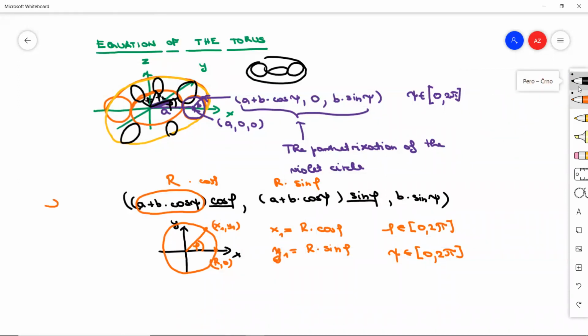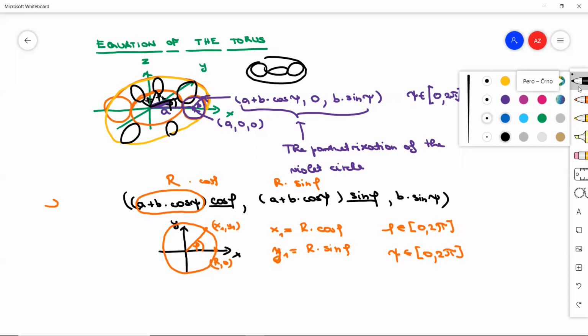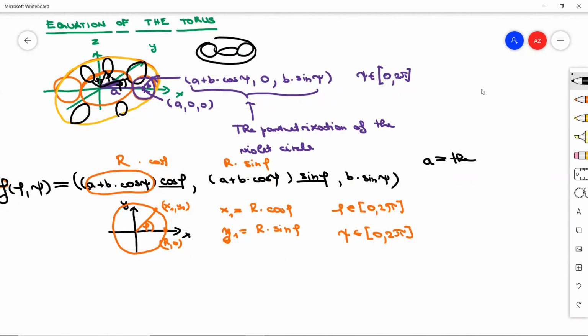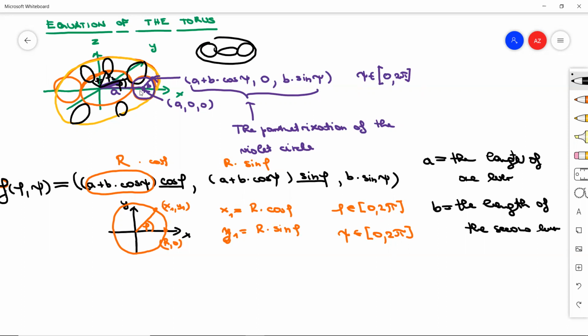So f of phi and psi is equal to a plus b cosine psi times cosine phi, and then a plus b cosine psi times sine phi, and b sine psi. So here a is the length of one lever, and b is the length of the second lever. So this is A, and this is B.